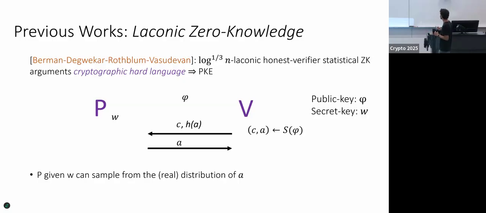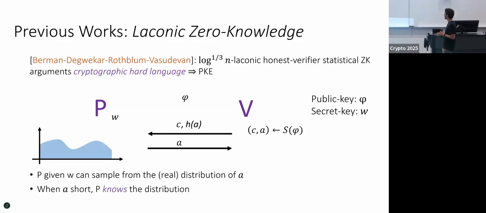And since the prover is laconic, the domain of the prover messages is small, we can fully understand the histogram of the distribution of the message A given the first message. So if the prover knows the histogram of the distribution, given the hash function of A, he can efficiently find the most likely A that the verifier has in his hand and send it to the verifier.